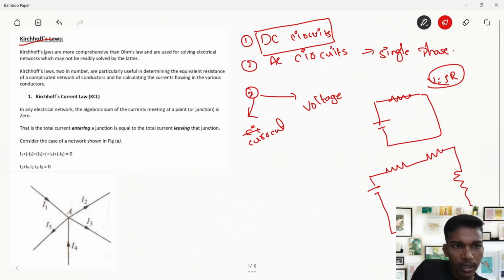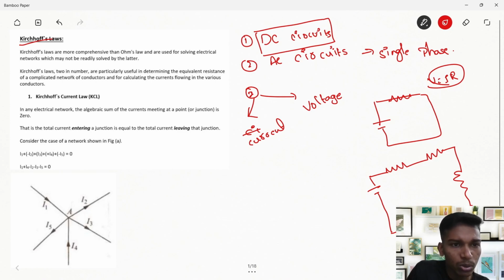The special laws were introduced by Kirchhoff. Kirchhoff's laws are more efficient than Ohm's law in solving networks. Not only simple circuits, they can be used for solving RLC circuits, LC circuits, every type of circuit. Now we will go to Kirchhoff's laws.